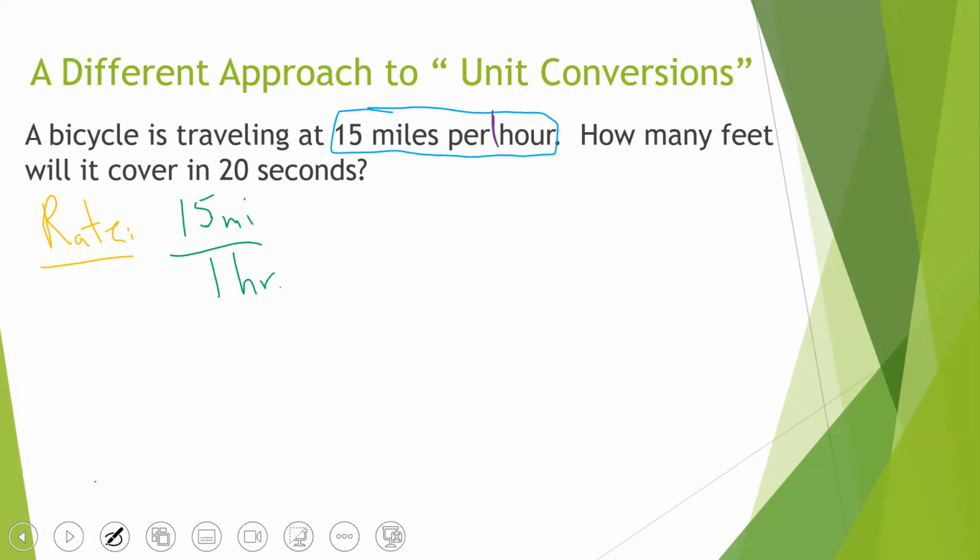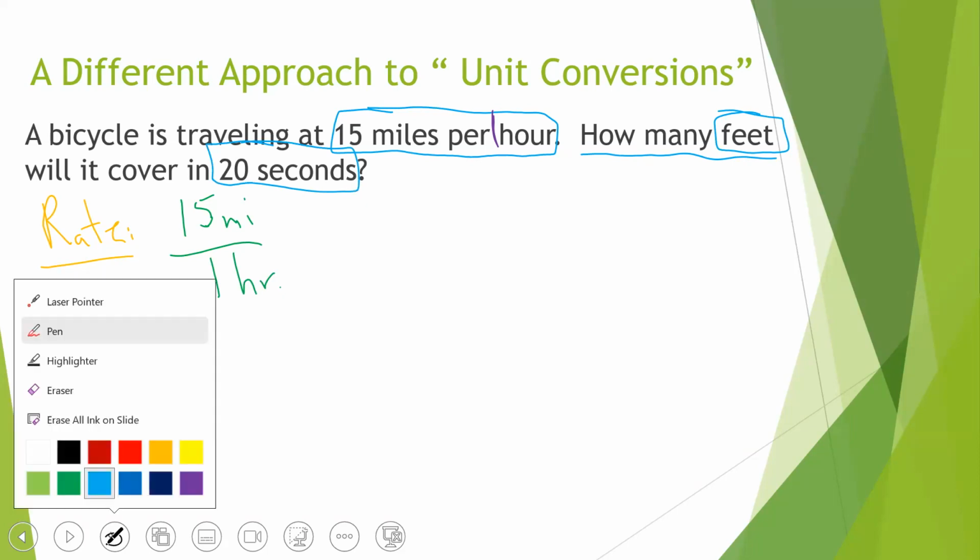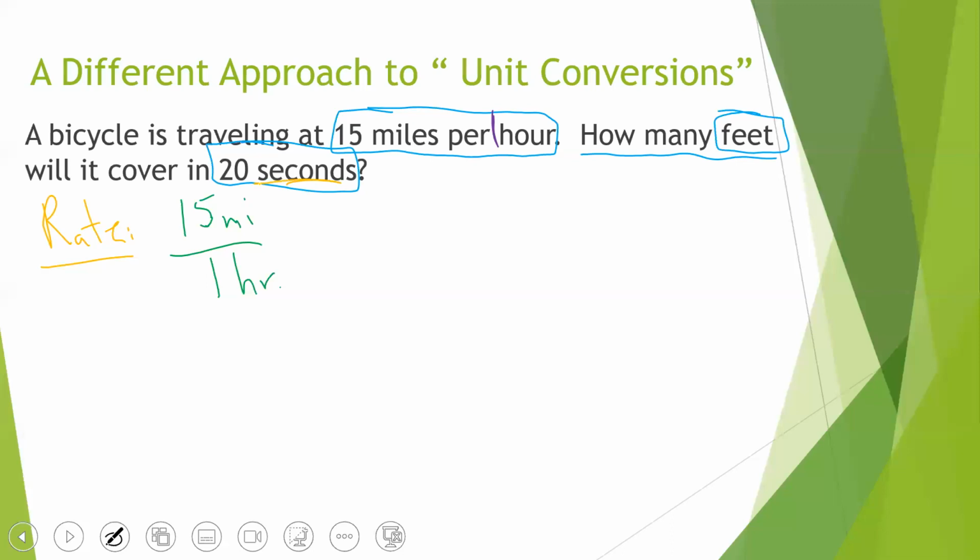Also, we see that it's asking for how many feet, which means that our final answer here should have units of feet. And then we're also told that the bike is covering 20 seconds. The amount of time that it's moving is 20 seconds. And notice that that is also a unit of time, which matches another unit of time over here, hours, but they are in different increments. So seconds and hours are both units of time. However, they are not at the same scale. So we're going to have to do some conversions there.